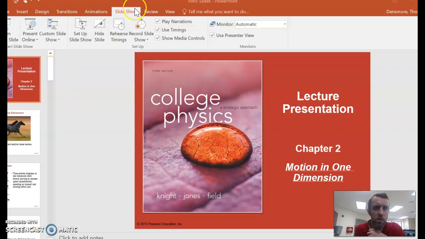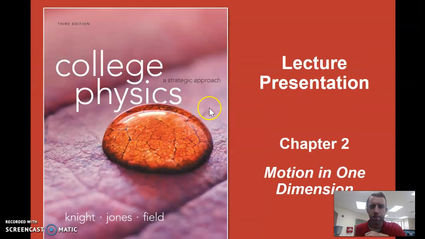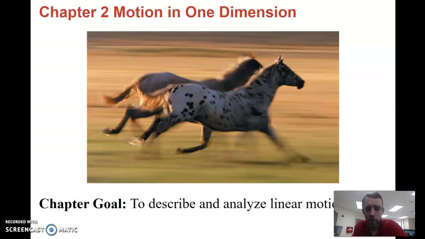Hey everybody, so I'm going to run through some chapter 1 and 2 slides actually. So let's get to it. Combination of material here. Chapter 1 doesn't get into too much of the physics, but it touches on it, so I combined some more. Chapter 2, motion in one dimension.